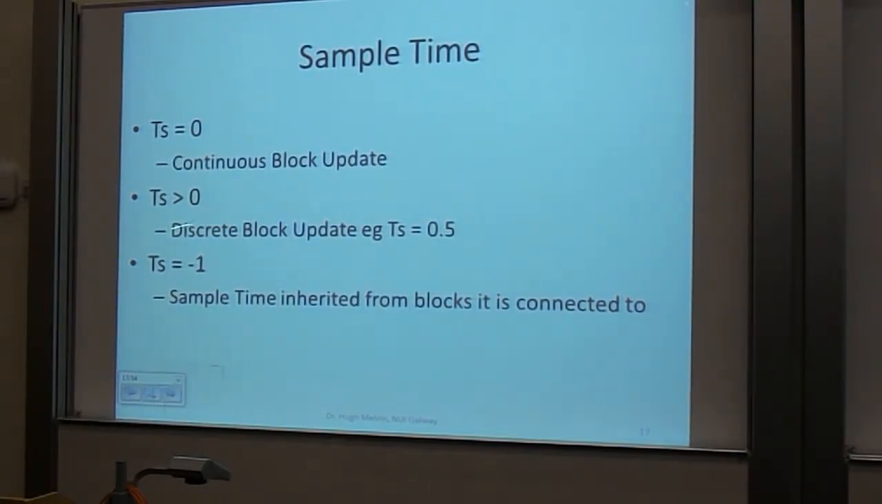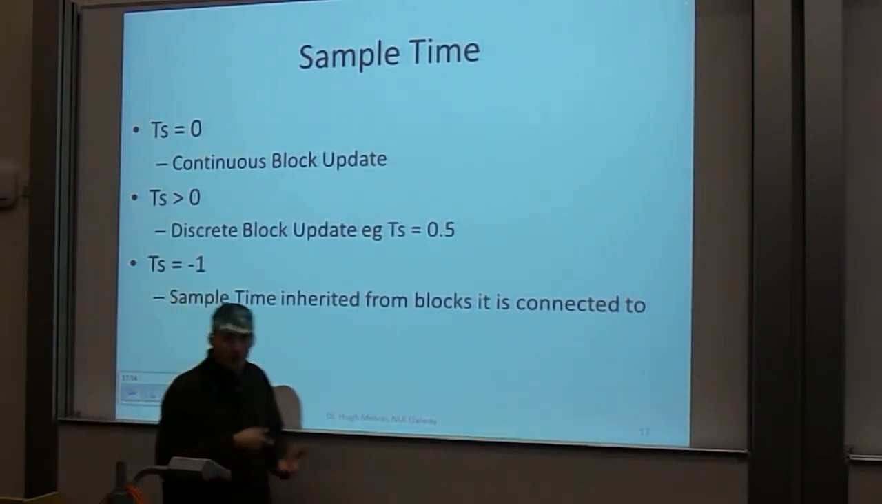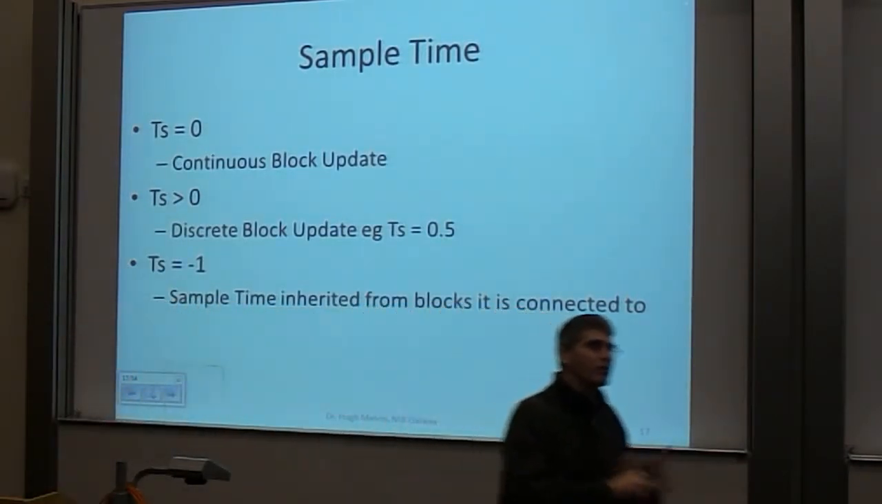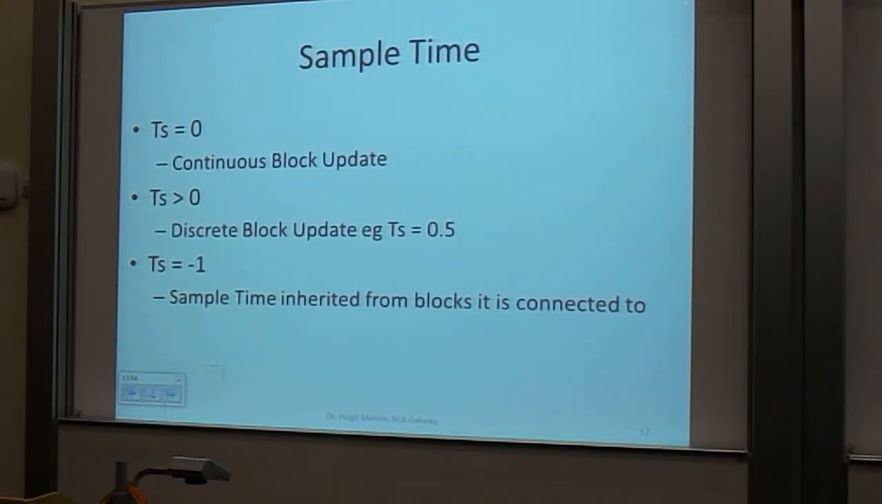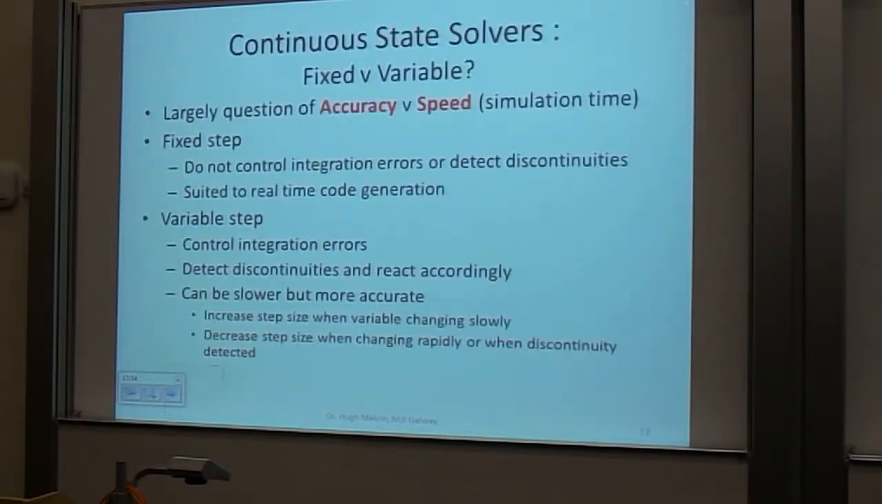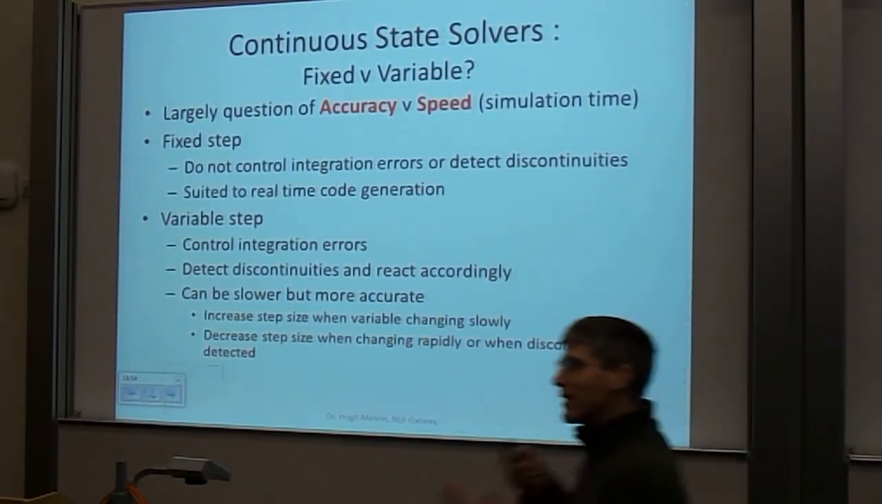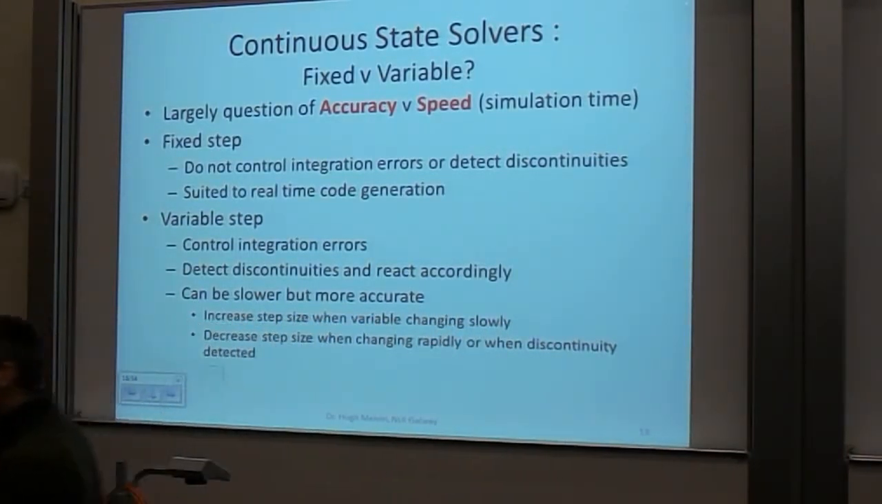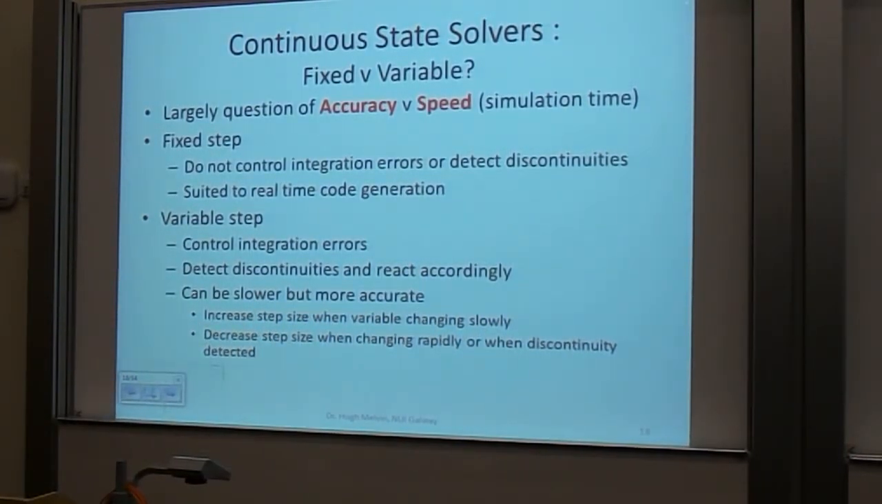And you may have seen this already in some of the blocks. You see sample time minus 1. And that just means the sample time is inherited from the other blocks in the system. So it's just really an understanding of when Simulink is running, how often is it going to run? What is the step size as you run through from start to finish? So whether you use a fixed step or a variable step solver really depends on a number of things.